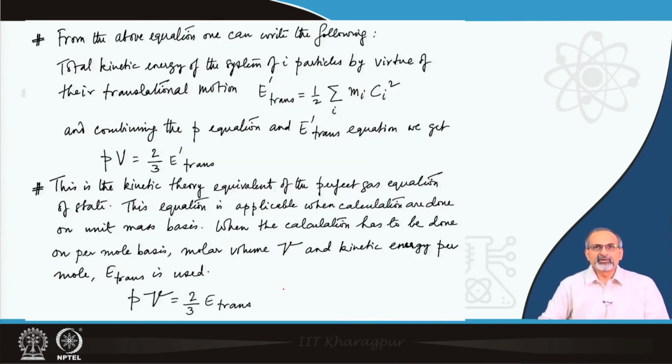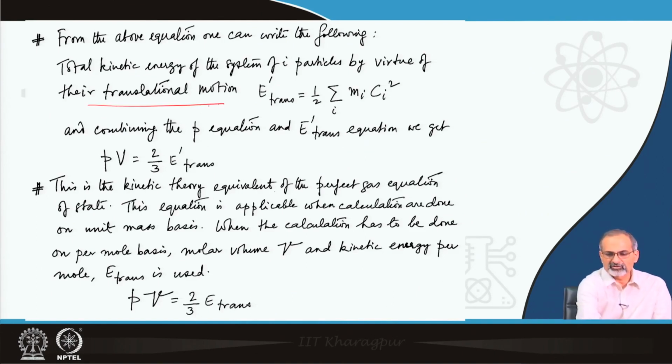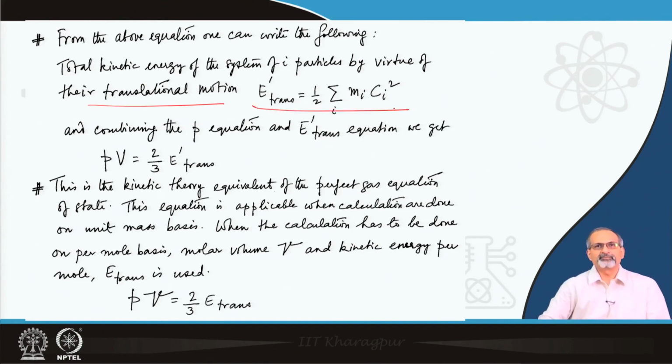From the equation that we derived, the total kinetic energy of the system of i particles can also be obtained by virtue of their translational motion. We define it in this form, and by combining the pressure equation and the equation for kinetic energy, we get P times V equals 2/3 E dash translational. This is the kinetic theory equivalent of the perfect gas equation of state.